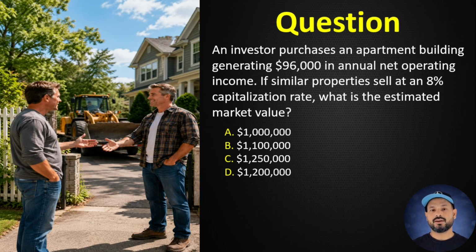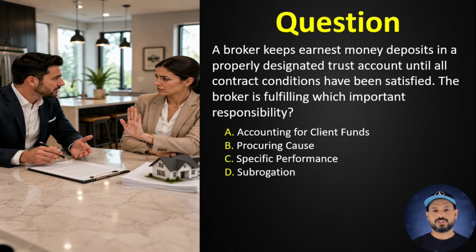A. $1 million, B. $1,010,000, C. $1,250,000, D. $1,200,000. Correct answer D. $1,200,000. Divide net operating income by the capitalization rate: $96,000 divided by 0.08 equals $1,200,000.